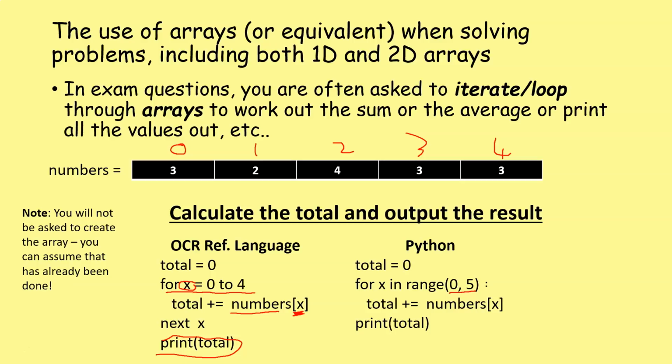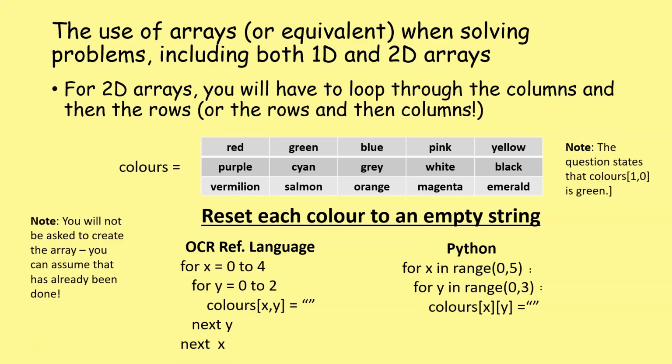So study these examples, decide if you're going to use the OCR reference language or Python, and make sure you memorize a few examples. This sort of looping through the array and working out a total or working out an average or something like that comes up a lot, especially with one-dimensional lists. If you're really unlucky, in the exam you might get a two-dimensional array question. These very rarely come up, but you never know, they might.